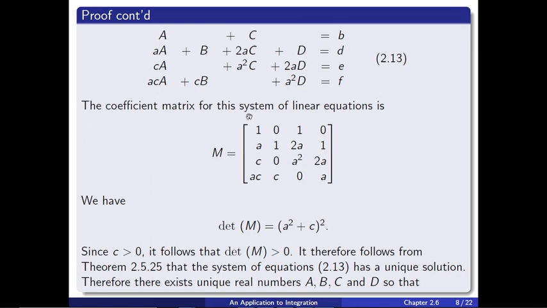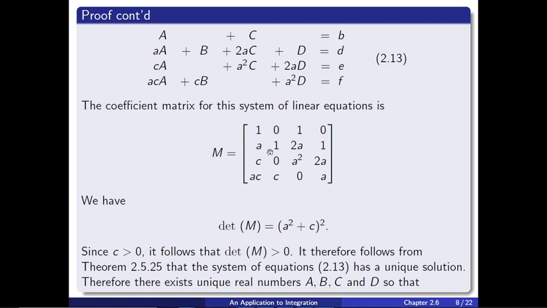So the coefficient matrix for this system of linear equations will be equal to, if we take the coefficients here, we've got 1, 0 because we don't have a b, 1, 0, and here we've got a 1, 2a, 1, and then we've got c, 0, a squared, 2a, and so forth, right? So we get this as our coefficient matrix, right?